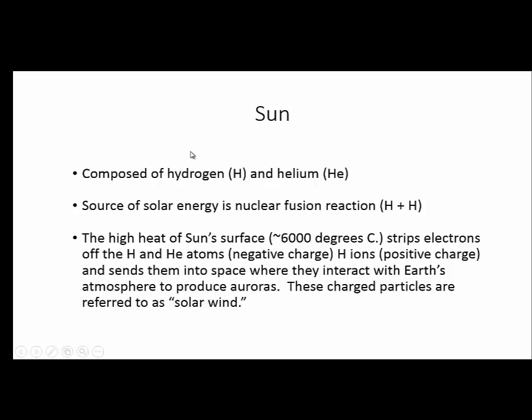Now, as I mentioned here, the sun's surface is approximately 6,000 degrees Celsius, and as a result of that high heat, it's going to strip electrons off the helium and the hydrogen and send them off into space. We talked about that in chapter 2. This is what we call solar wind, and when these charged particles enter Earth's atmosphere, only at the magnetic North Pole and the magnetic South Pole, those electrons and charged particles will interact with our atmosphere to produce auroras.